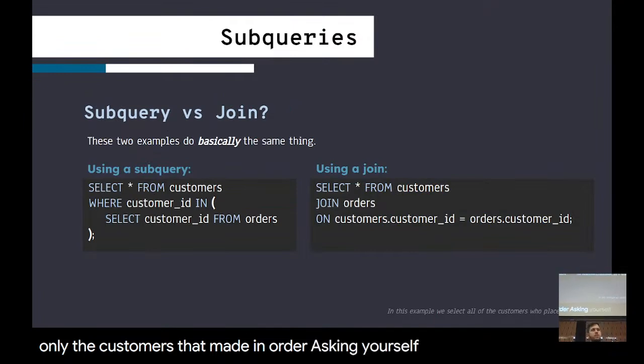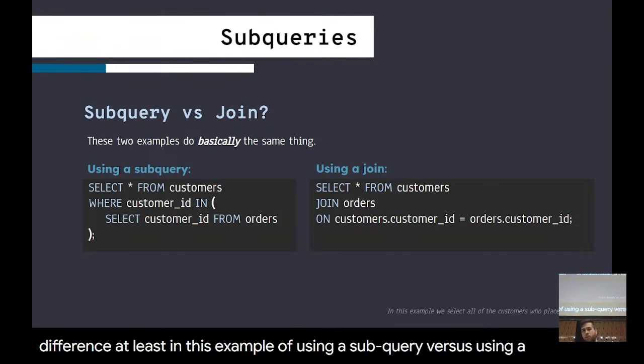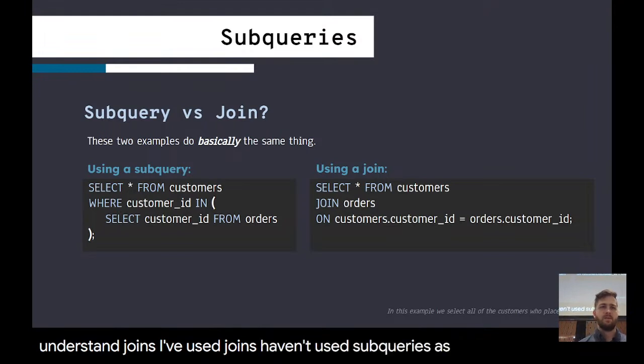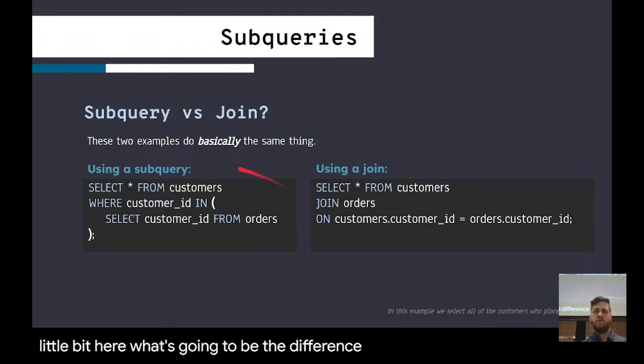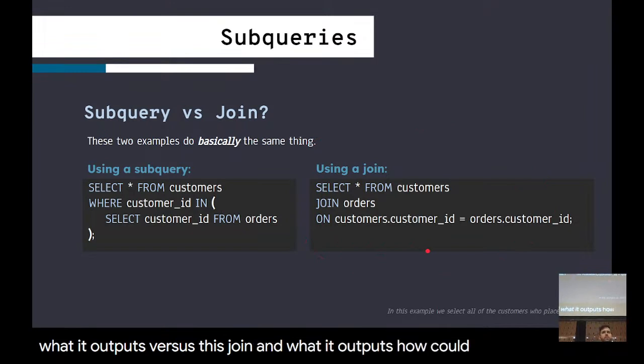So you might be asking yourself, what's really the practical difference, at least in this example, of using a subquery versus using a join? Personally, if I was doing this, my brain would lean towards join because I understand joins. I've used joins. I haven't used subqueries as often. They're essentially doing the same thing. Now, this one I might need to think about for a little bit here. What's going to be the difference between this subquery SQL, what it outputs, versus this join and what it outputs? How could their outputs be different?